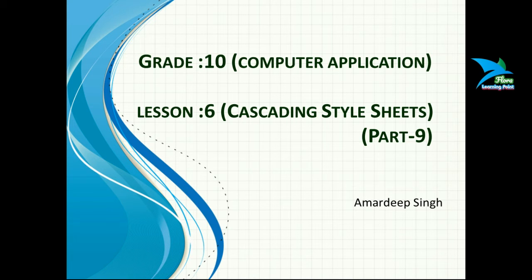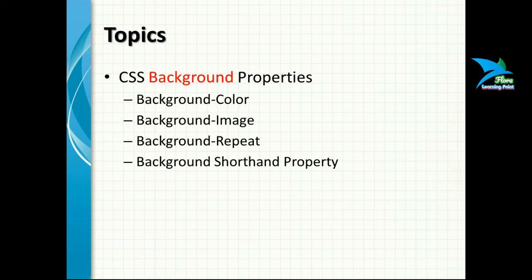Cascading Style Sheets. And in this session we discuss about background properties. These properties are background color, background image, background repeat, and background shorthand property to use background property in a single line with all values.